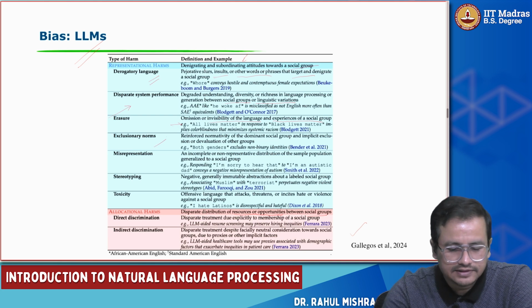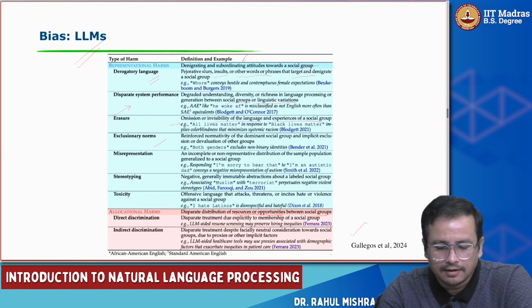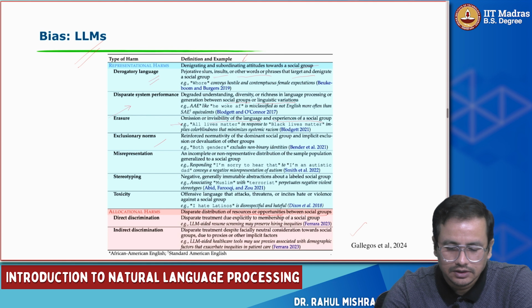Then exclusionary norms. So say you are dealing with only binary gender. Every time a model wants to generate a story, it starts with he or she, and it doesn't account for other genders. So it's not giving importance to other genders. It's exclusionary to those other genders which might be there, right? Non-binary genders.